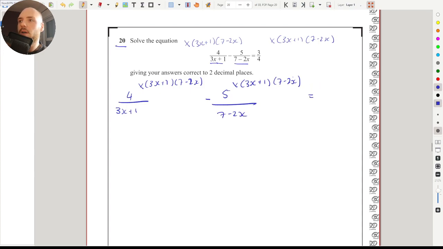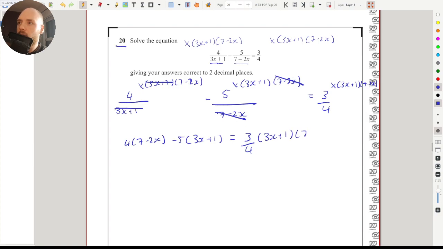So there we go, and that's all equal to 3 multiplied by 3x plus 1, 7 minus 2x, all over 4. The reason why I do this is because we can just cancel the denominator with the common term, top and bottom. This is dividing, this is multiplying, so we can just cancel. So it'll be 4 multiplied by 7 minus 2x. Same here, the bottom is 7 minus 2x, so 7 minus 2x cancels, and it'll just be minus 5 multiplied by 3x plus 1. And that's all equal to 3 over 4, 3x plus 1, 7 minus 2x.